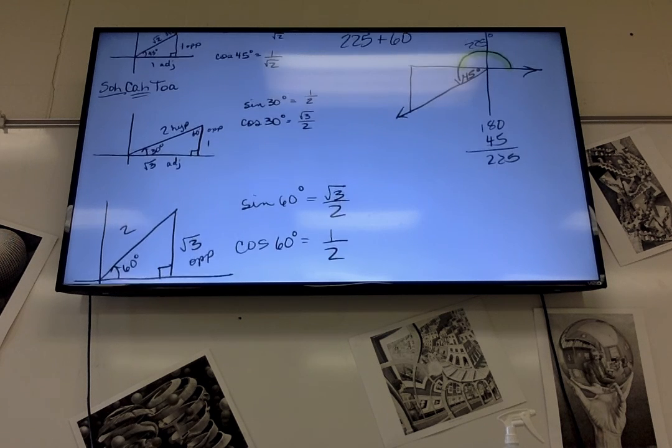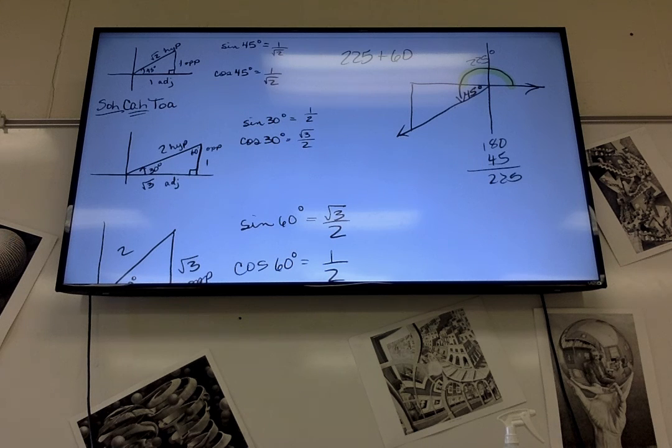All right. Then over here for this 225, we have the opposite side of 45 is -1. It's going down. The adjacent side is +1. It's going to the right. And the hypotenuse is always positive. It's square root of 2. So the sine of 225 is opposite over hypotenuse. So it's -1 over square root of 2. And the cosine of 225 is the same thing, only it's positive.